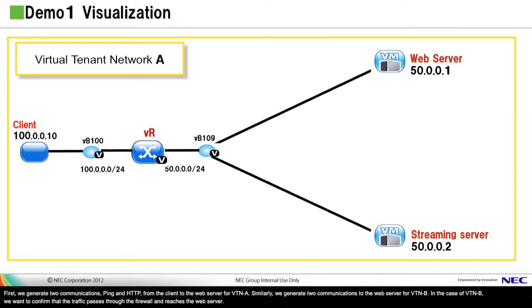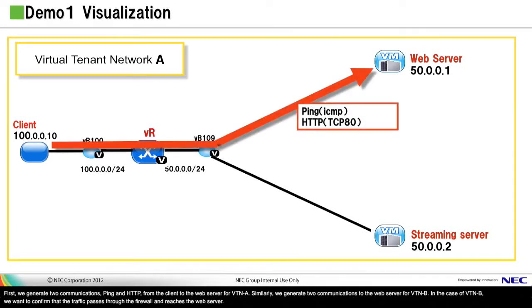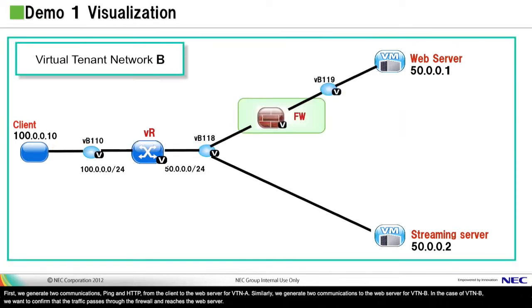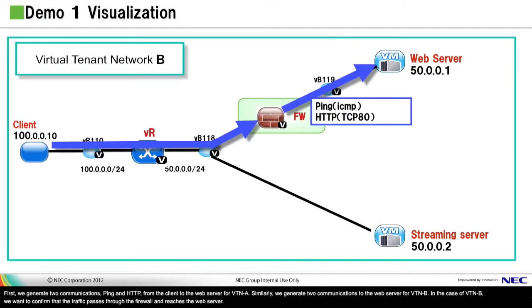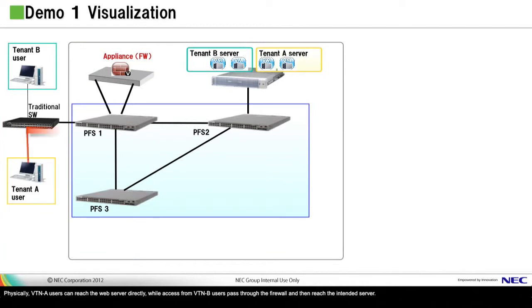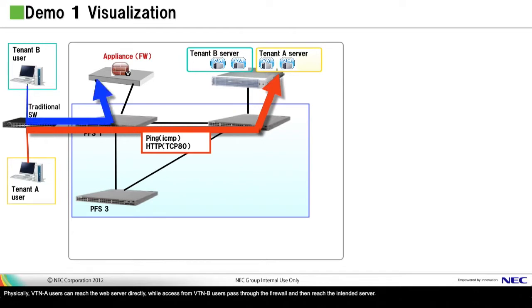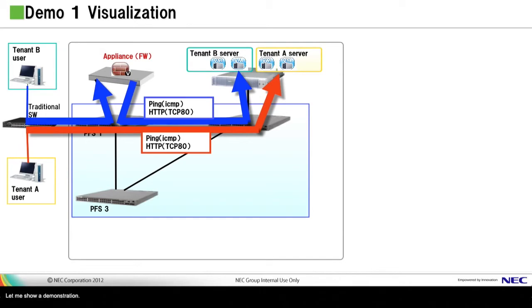First, we generate two communications, ping and HTTP, from the client to the web server for VTN-A. Similarly, we generate two communications to the web server for VTN-B. In the case of VTN-B, we want to confirm that the traffic passes through the firewall and reaches the web server. Physically, VTN-A users can reach the web server directly, while access from VTN-B users passes through the firewall and then reaches the intended server. Let me show a demonstration.